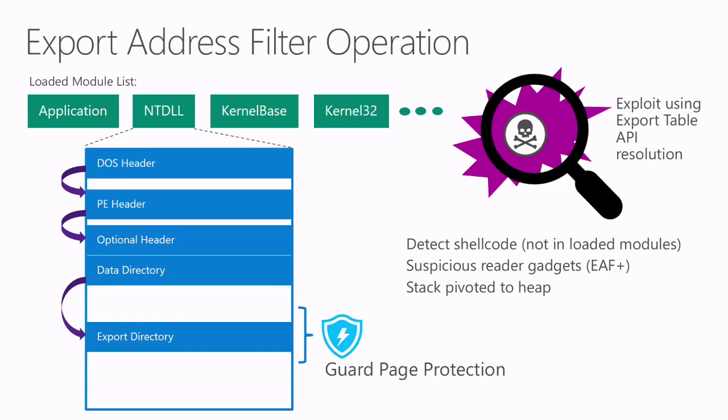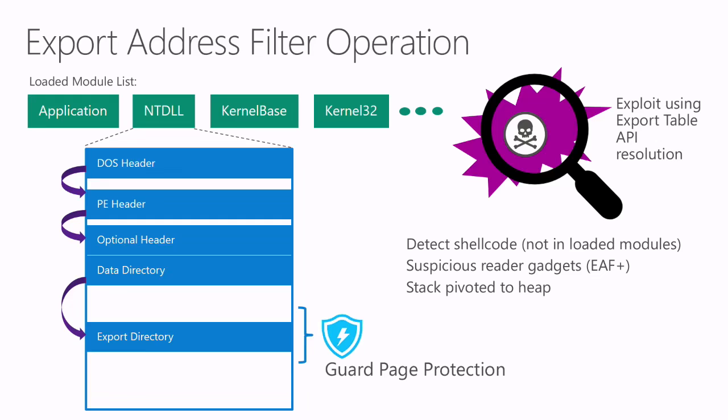If it's a valid DLL, like let's say it's jscript9.dll that's touching the export table, that may be OK. But if JavaScript or VBScript are doing it, usually that indicates that the attacker has corrupted memory in such a way that they can use JavaScript to do a reader gadget operation. They can make JavaScript code read anywhere in memory using actual code in JavaScript. So we call those suspicious reader gadgets, and EAF Plus will try and detect those and block them.